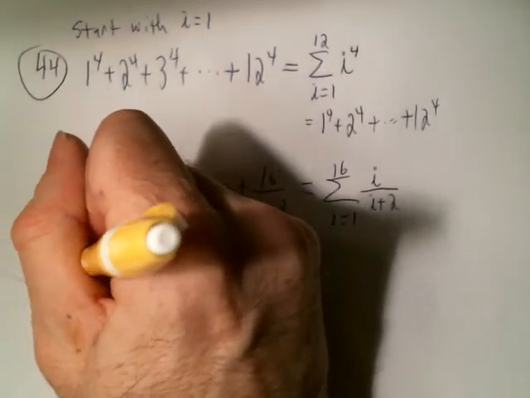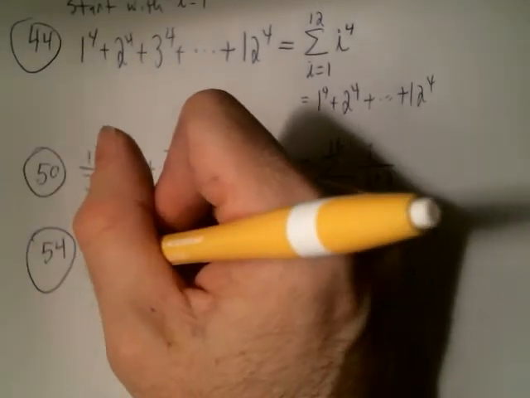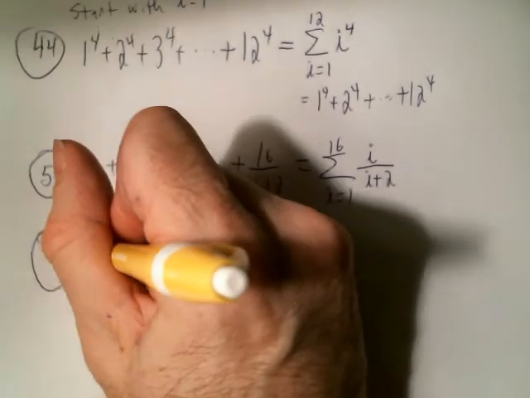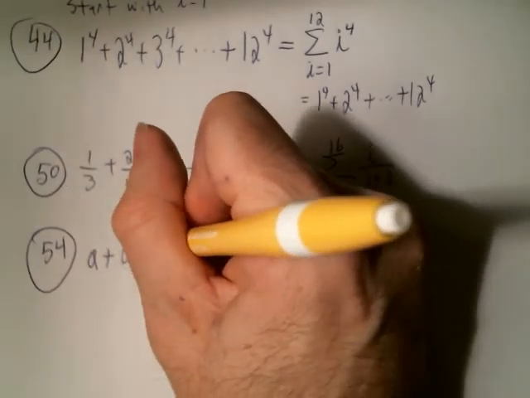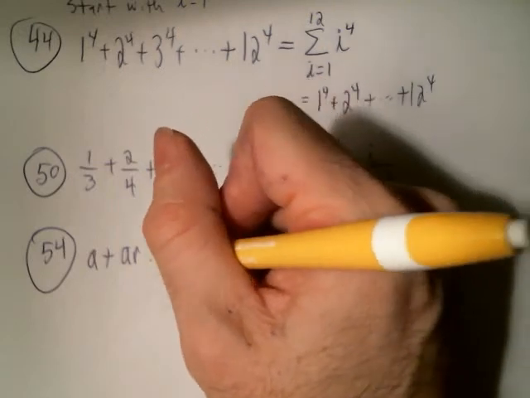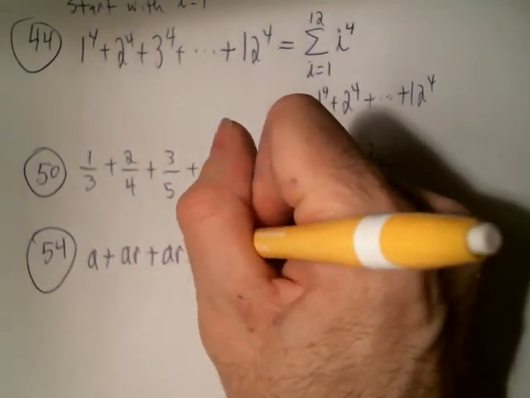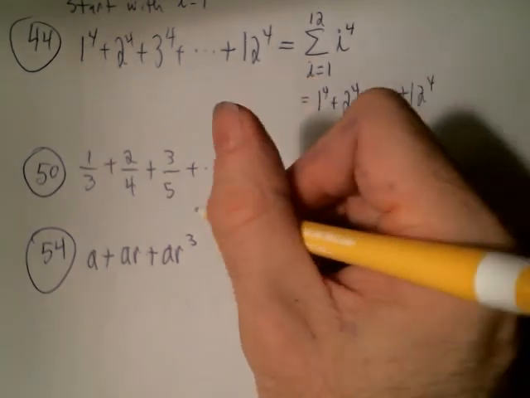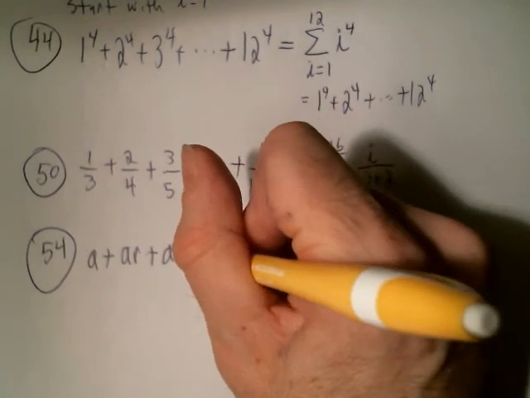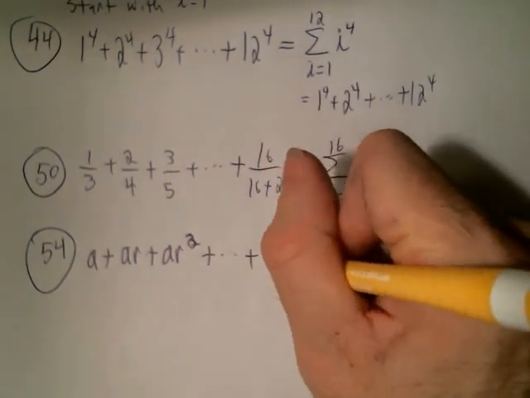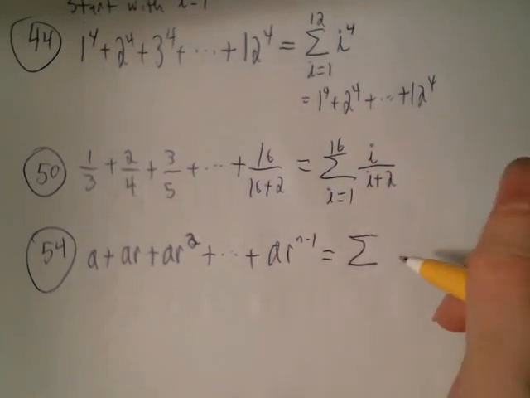Let's do one more, 54. This is kind of a famous one, and it's foreshadowing what we're going to be doing in the next sections. So it's called a geometric series, or sorry, a geometric sum. So series will come later in calculus. A plus AR plus AR squared plus dot dot dot plus AR to the n minus 1. Okay. It's a little harder one.